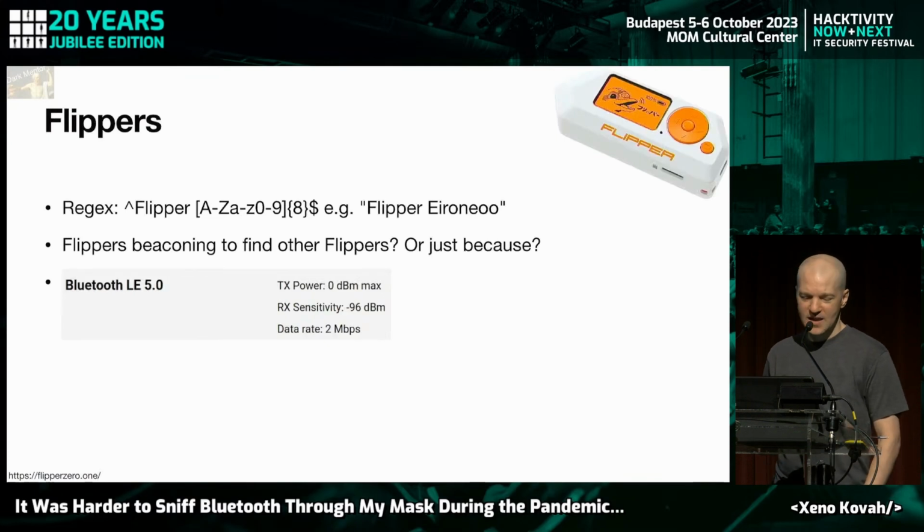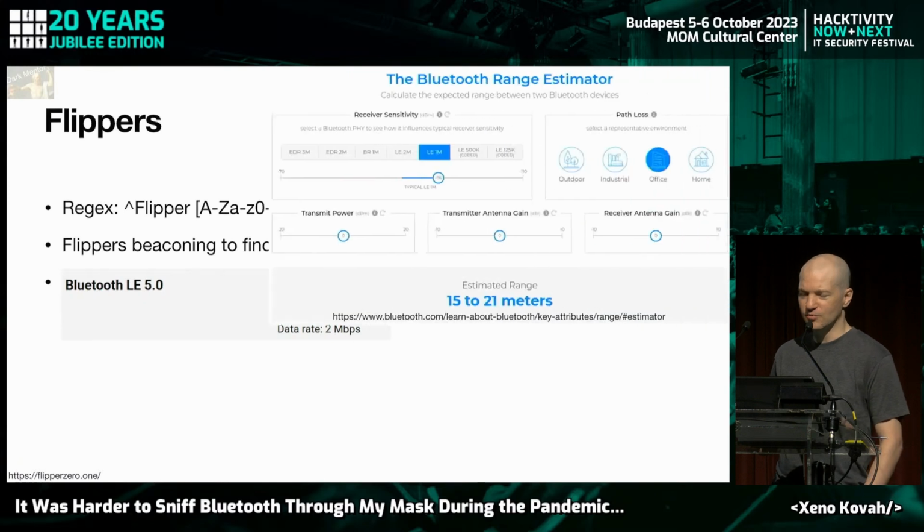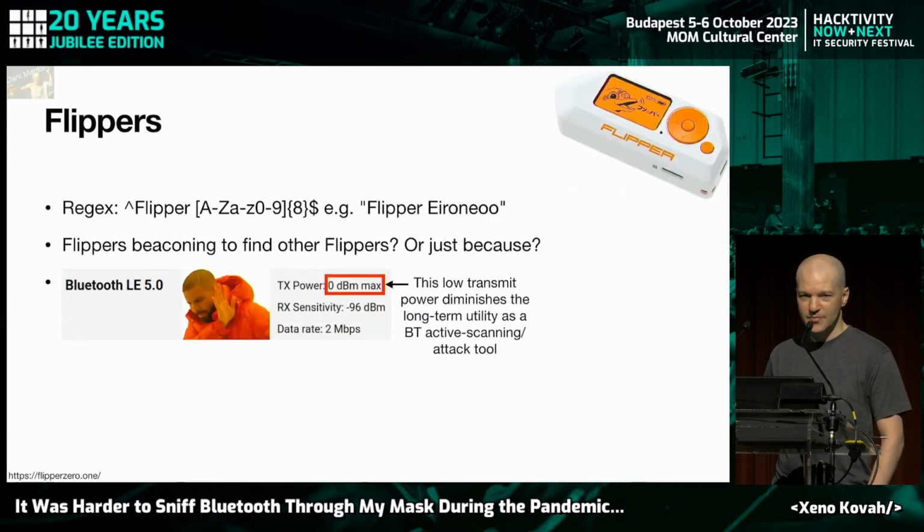All right, Flippers. So I first saw, well, I'll get to that in a second. Why are Flippers beaconing is my question. I don't know because I don't have a Flipper. Why don't I have a Flipper? Because they have extremely low transmit power, 0 dBm. So using the official Bluetooth range estimator, that's a 15 to 21 meter range. Legally in the United States, you're allowed to go up to 20 dBm. dBm is a logarithmic scale, so that's extremely much more powerful. So Flippers, just as an FYI, are not super useful for Bluetooth attacks, unless you want to get really close to your victims, right?